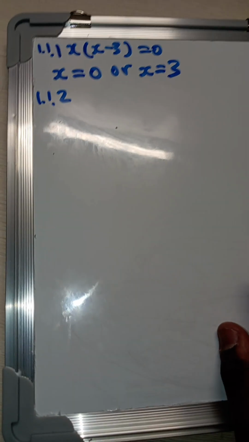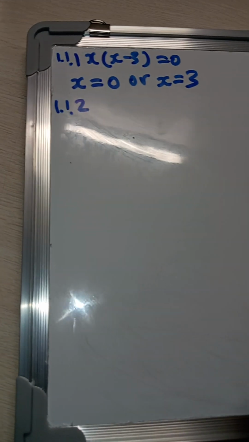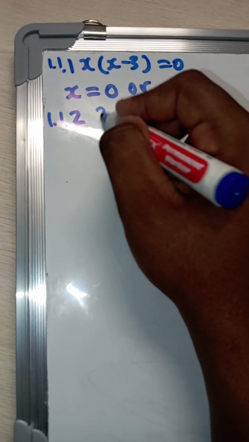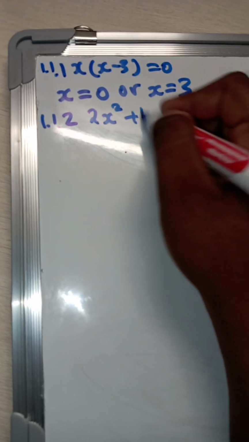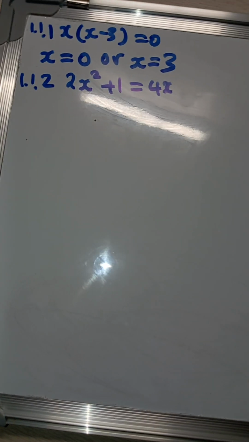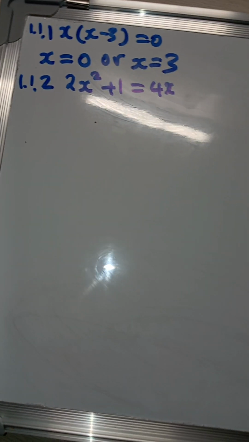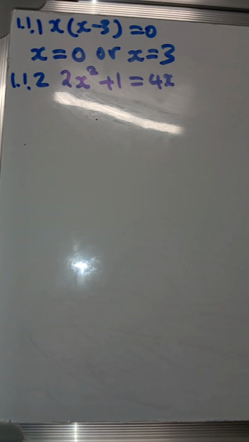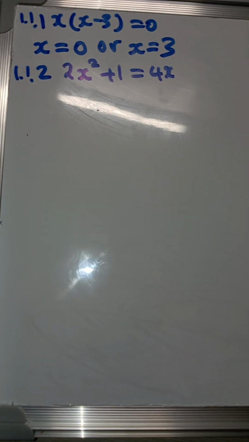1.1.2. This one is basically saying that you must solve for x, but we are given something like this: 2x squared plus 1 equals 4x. They are saying that you must solve for x, but at the same time they are telling us that we must give the answer correct to two decimal places.